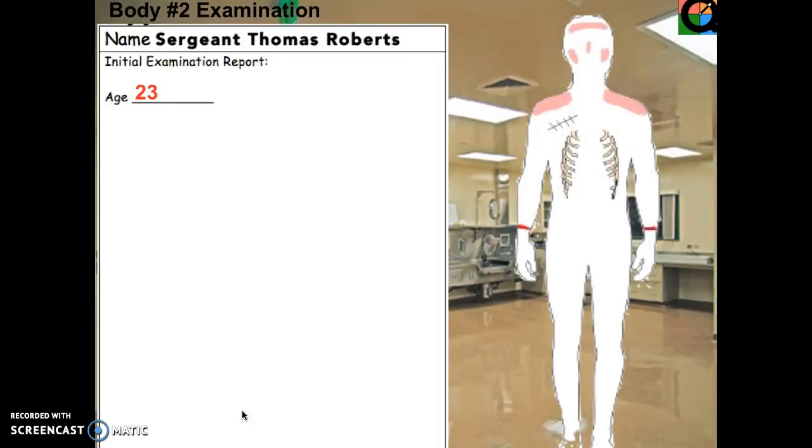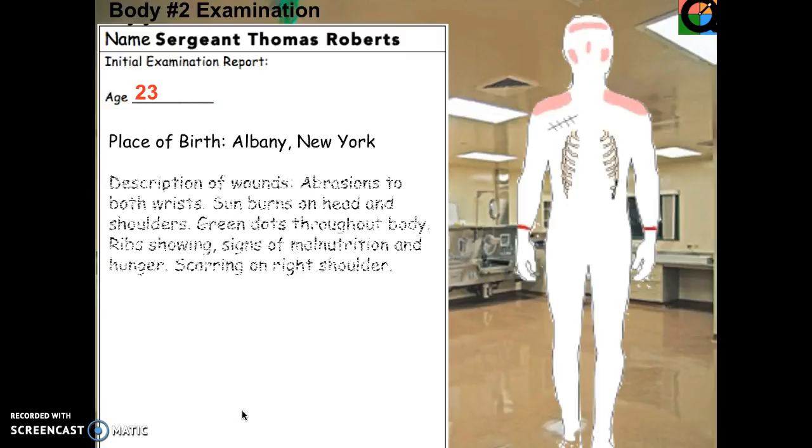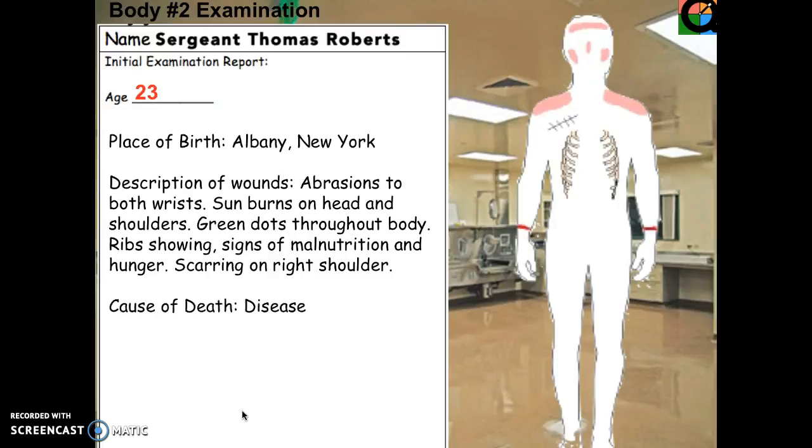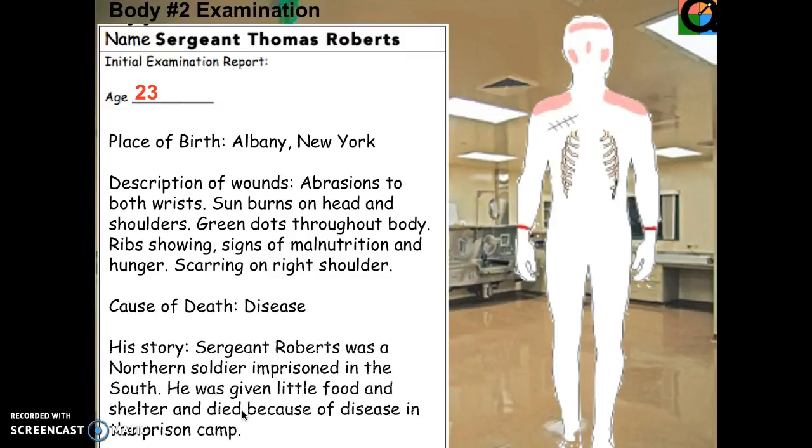Okay, he was 23. This one's a Yankee. He had abrasions to both wrists, sunburns on his head and shoulders, green dots throughout his body. His ribs were showing signs of malnourishment, hunger. He had a scar on his right shoulder. His cause of death is going to be from disease. His story was that he's a Northern soldier captured by the Southern Army and taken as a prisoner of war to Andersonville prison camp.